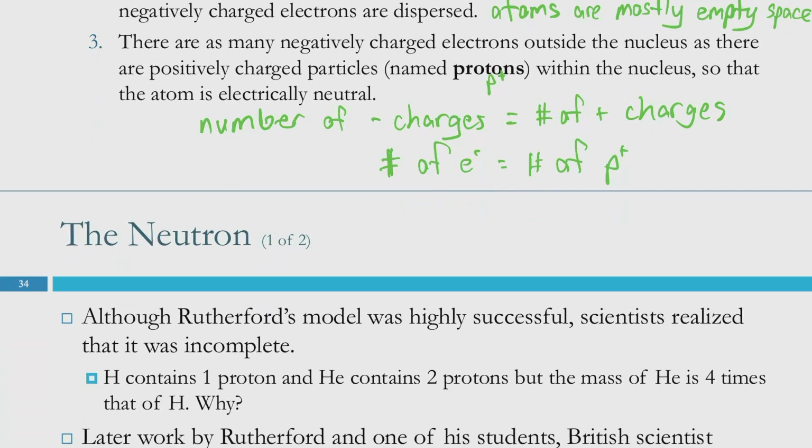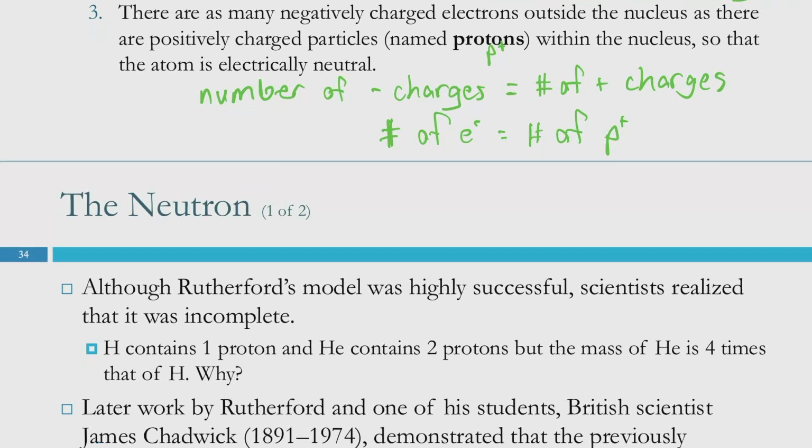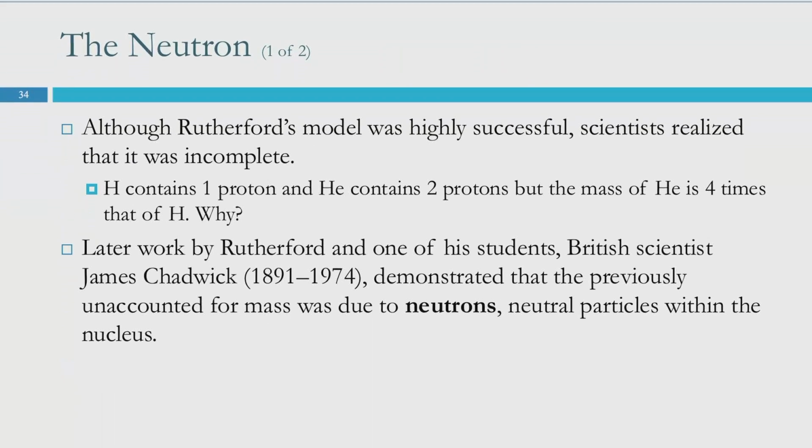All right. So Rutherford's model was really good, really successful, but they realized that it's not complete. For example, hydrogen contains 1 proton, helium contains 2 protons, but the mass of helium is 4 times that of hydrogen, not just twice the mass. So there's got to be something else going on.